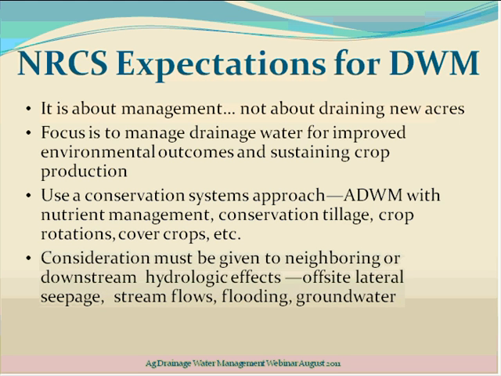And we want to use a conservation systems approach. We're not just applying drainage water management without also applying nutrient management, conservation tillage, crop rotations, or other practices such as cover crops. And consideration must be given to neighboring or downstream hydrologic effects. We are looking at lateral seepage that goes off-site and may affect a neighbor. We're looking at stream flows. We're looking at any kind of changes in the hydraulic conditions, flooding, and groundwater conditions.